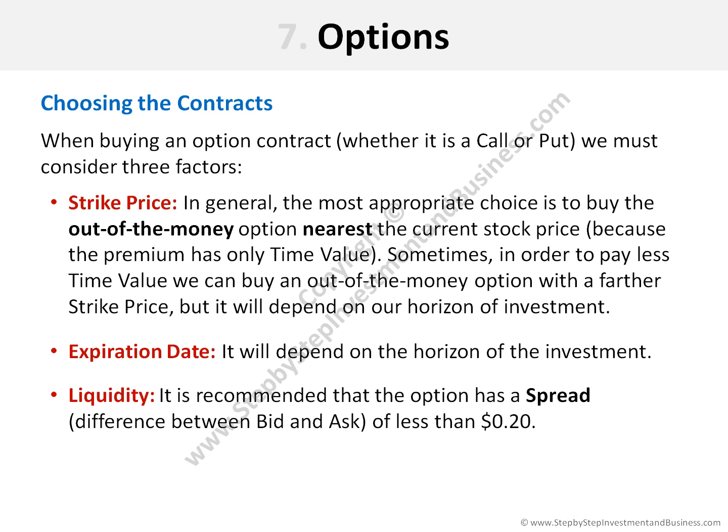Sometimes, in order to pay less time value, we can buy an out-of-the-money option with a further strike price, but it will depend on our horizon of investment. Regarding the expiration date, it will depend on the horizon of the investment, that is, if we are investing over the short, the medium, or the long term. And regarding liquidity, it is recommended that the option has a spread, that is, a difference between the bid and ask prices, of less than 20 cents.